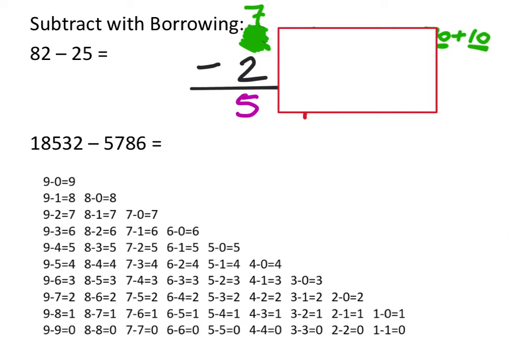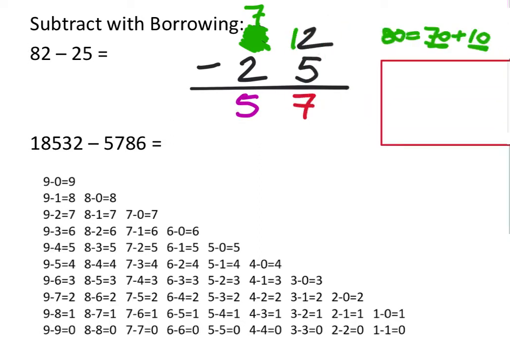Okay, now there's no other place values to work with, so we're just looking at that 57 now, which is our difference. It is the difference between 82 and 25. We got 18,532 minus 5,786.